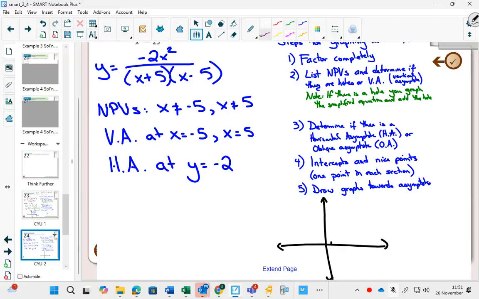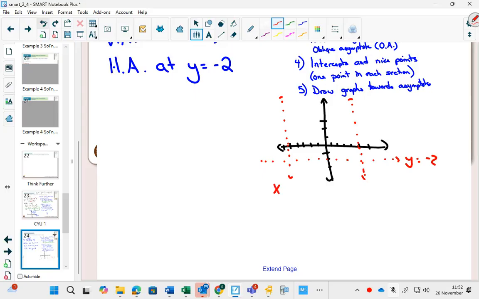We've got to go like 2, 3, 4, 5, 6. Uh-oh. Y equals negative 2, x equals negative 5, and x equals 5.